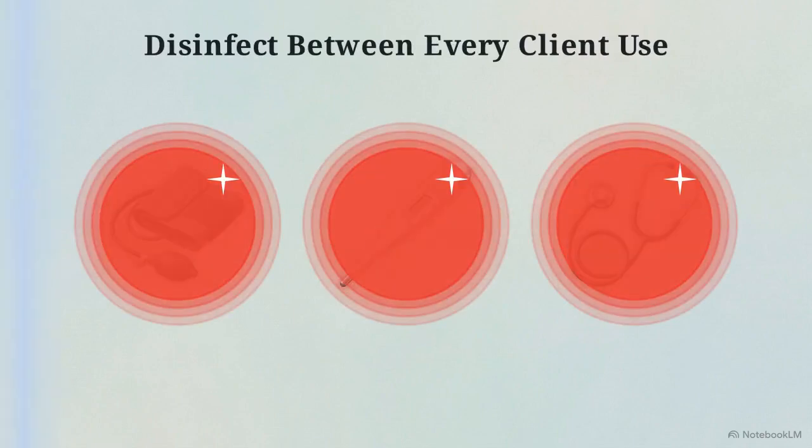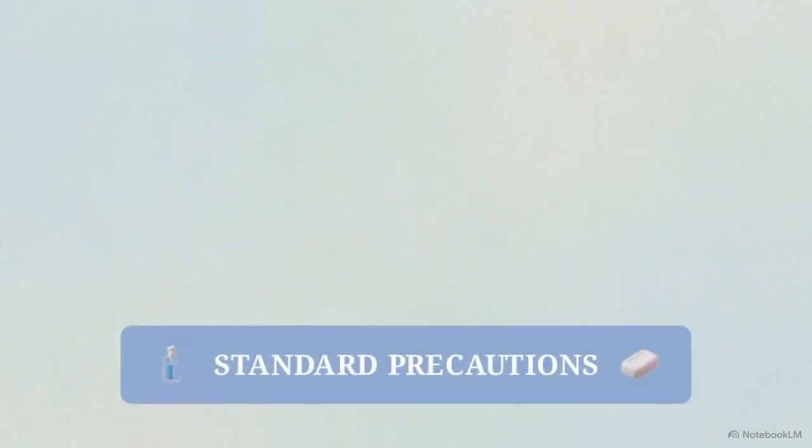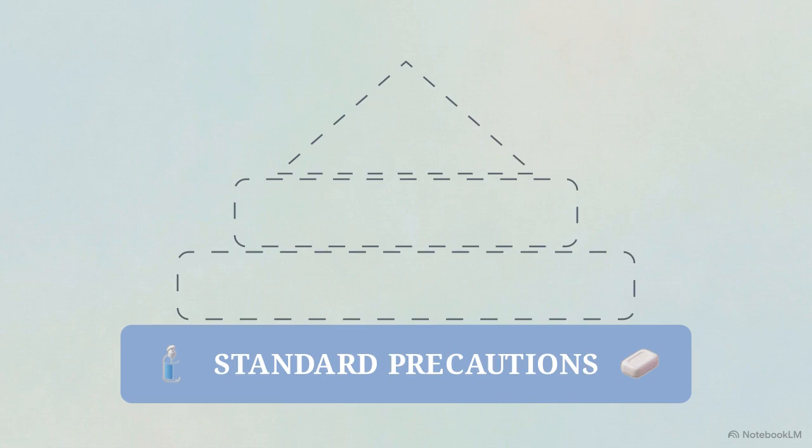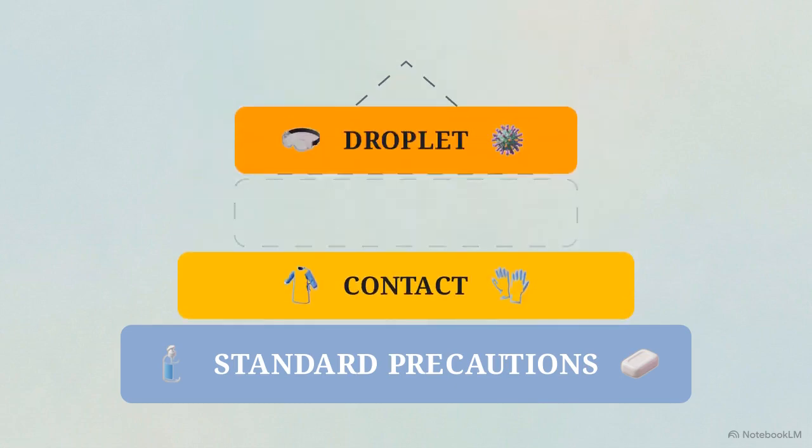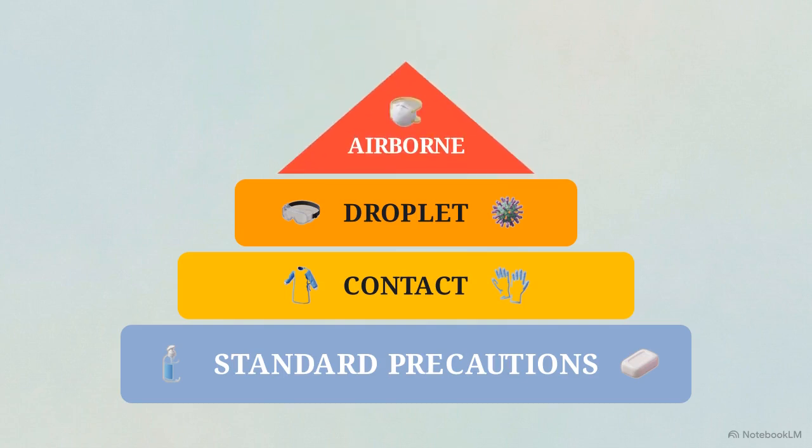A stethoscope used on an unrecognized MRSA infection and then placed on a second client transfers the bacteria instantly. You must wipe down blood pressure cuffs, thermometers, and stethoscopes between every single client use. When standard precautions aren't enough to contain a bug, we layer on transmission-based precautions. These come in 3 escalating tiers based on how the pathogen travels: contact, droplet, and airborne.